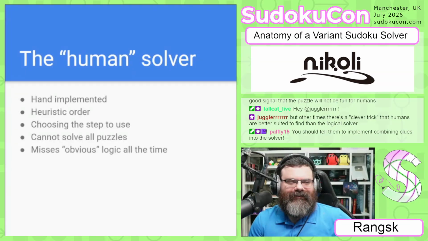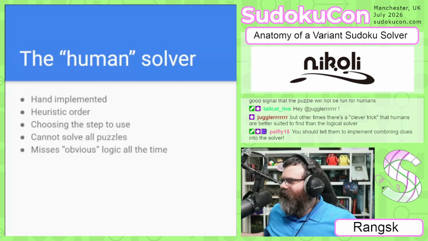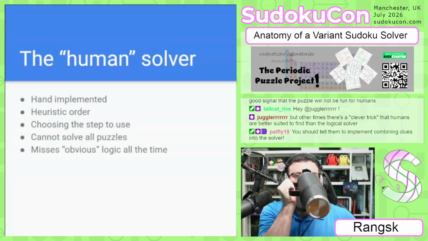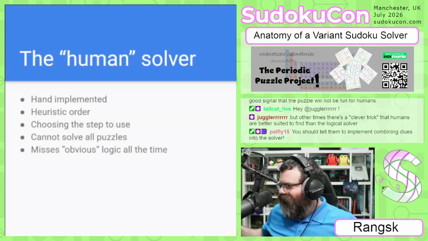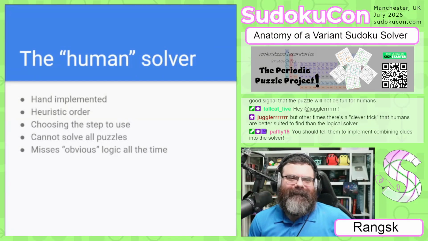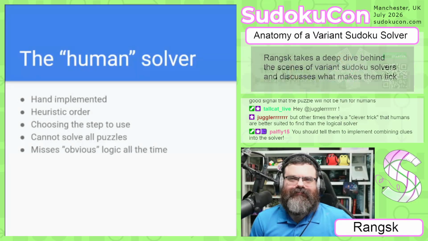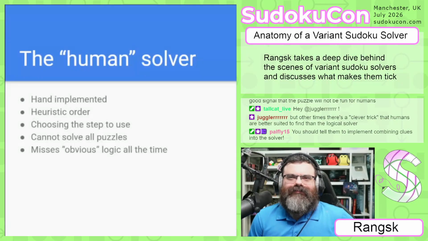Sure, yeah. Marog commented and said the concept of quote unquote obviousness is hard to codify. Yeah, true. What's obvious is such a thing. Juggler mentioned if a really well implemented logical solver can't rule something out, even though a brute force solver can, sometimes it's a good signal that the puzzle will not be fun for humans. But other times there's a quote unquote clever trick that humans are better suited to find than the logical solver.